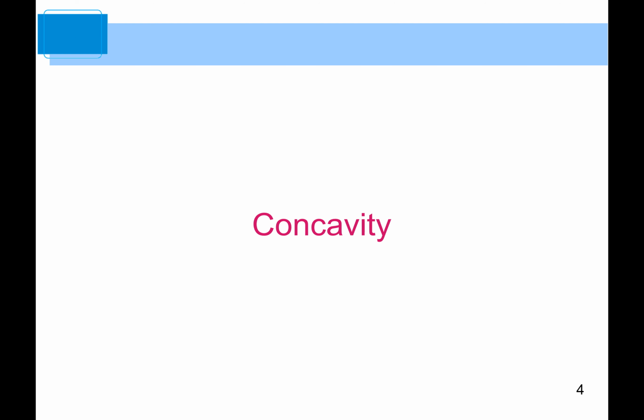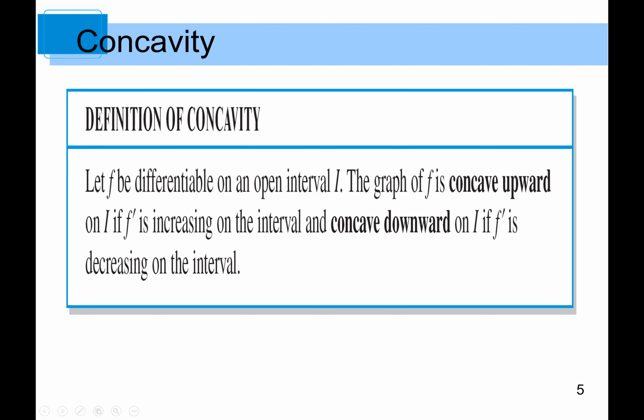Concavity, again, as I mentioned, has two types: concave upward, concave downward. Definition of concavity: let f be a differentiable function on an open interval I. The graph of f is concave upward if f prime is increasing on the interval.